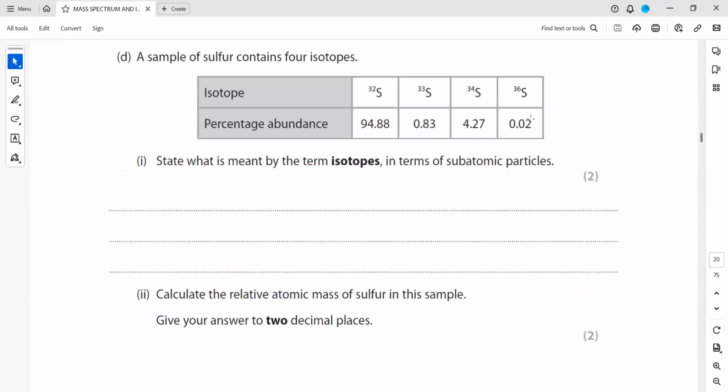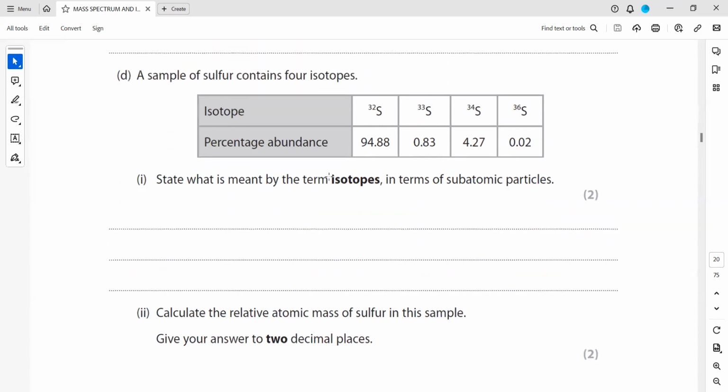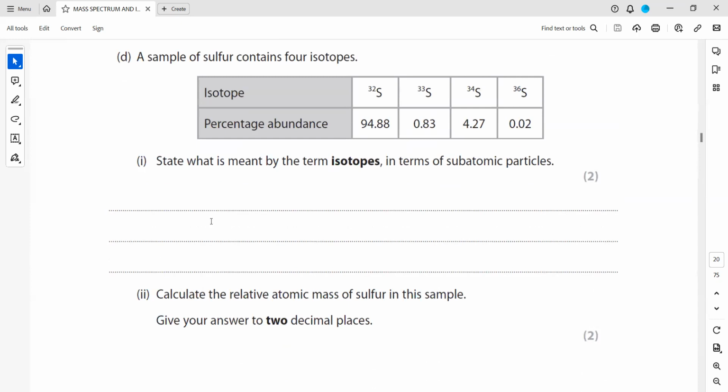A sample of sulfur contains 4 isotopes. What is meant by the term isotopes? Isotopes are atoms of the same element with the same number of protons but a different number of neutrons.